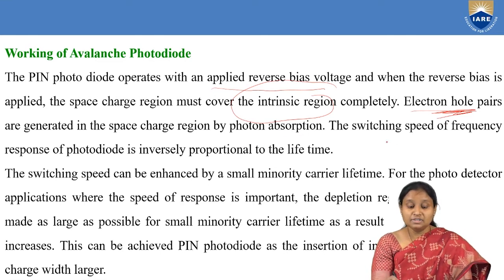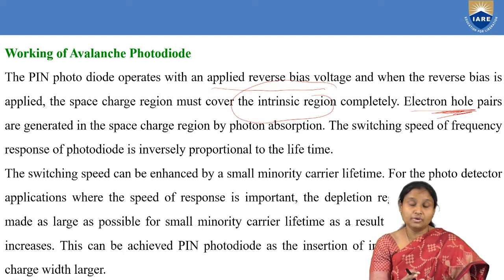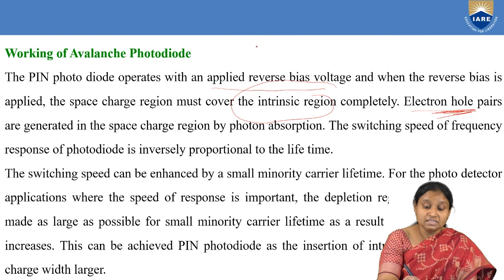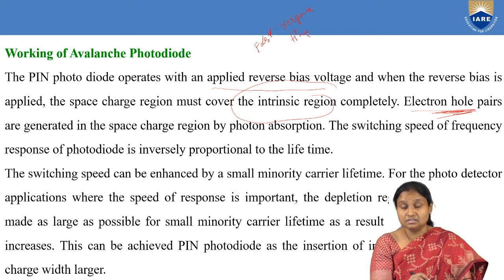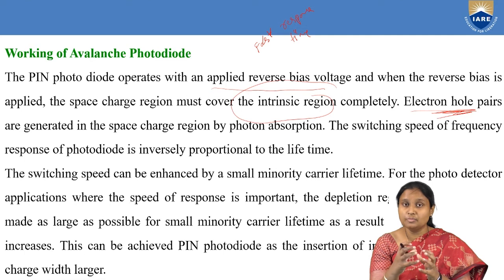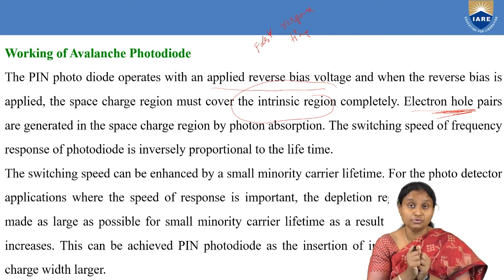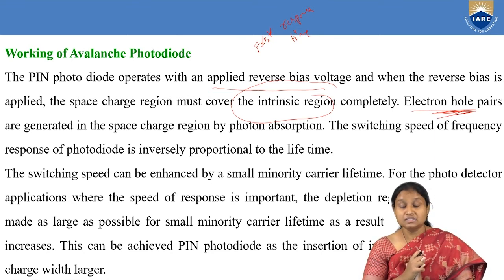And here, as I told you, there are two features which make this PIN photodiode better than a normal photodiode. The first one is fast response time. So what do we mean by fast response time? As soon as light falls on the depletion layer, because there are many immobile charge carriers, those charge carriers quickly absorb the photons, and you have your output photocurrent coming out fast compared to a normal photodiode. That is called fast response time.